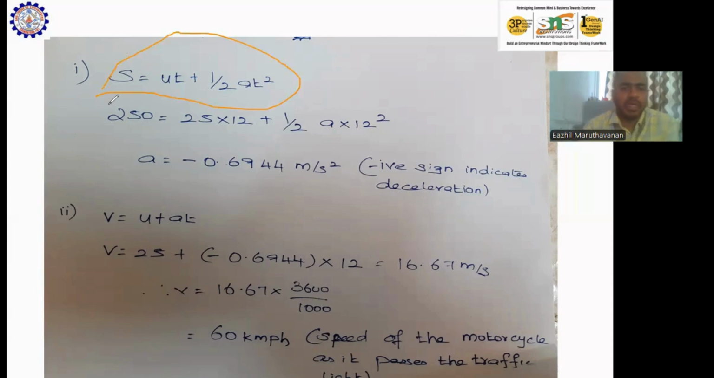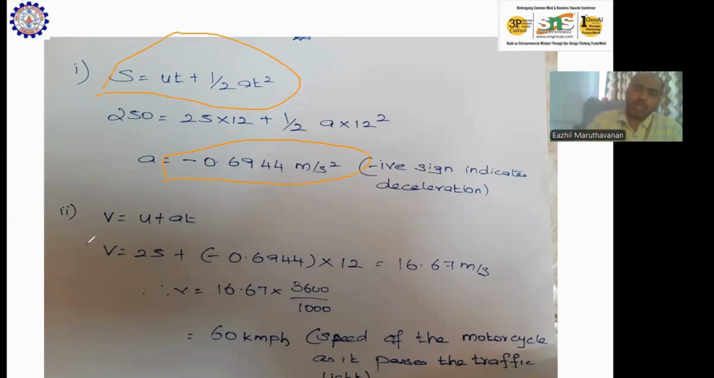Here u is the velocity at which the motor is traveling, that is 25, which we have calculated. The time taken is 12 seconds. So 250 = 25 × 12 + ½ × a × 12². We'll get the acceleration value negative. The negative sign indicates that it is deceleration. As already said, the motorist needs to reduce the speed of the vehicle since the signal is red. He wants to pass the signal without stopping, so he needs to reduce the speed, not increase it, since the signal is red.